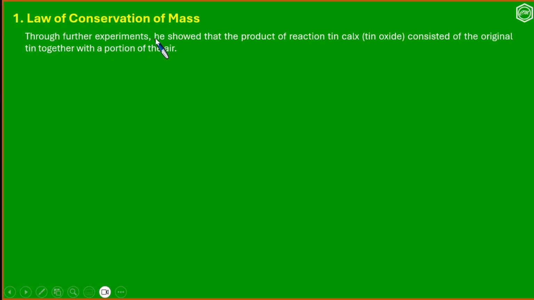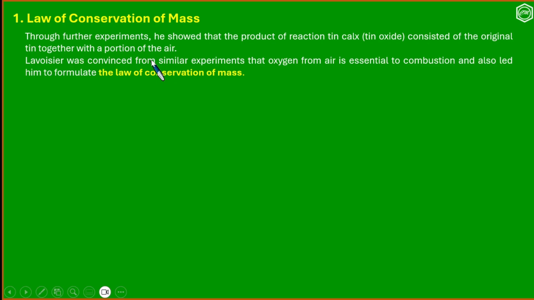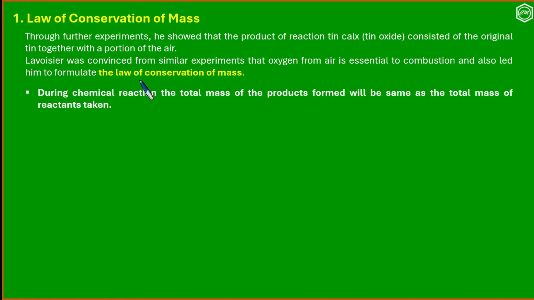Through further experiments, Lavoisier showed that the product of reaction, tin calx, that is tin oxide, consisted of the original tin together with a portion of air. He was convinced from similar experiments that oxygen from air is essential to combustion, and this also led him to formulate the law of conservation of mass. The law could be stated as, during chemical reaction, the total mass of products formed will be same as the total mass of the reactants taken, or matter can neither be created nor be destroyed.